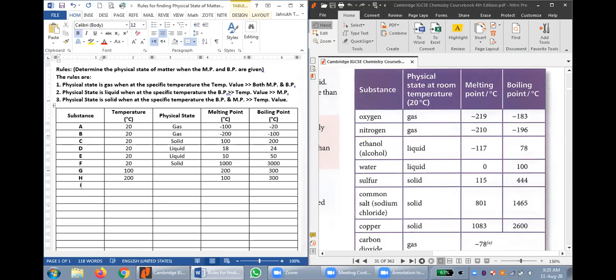G. After Arij, G part, Hassan. Then H part is for Halima. Can I do the I part? The G part is a solid because the melting point and boiling point both are higher than that temperature. Yes, very good. This time I changed the given temperature, but very good answer. Okay, Ji Ibrahim, let's have you do the I part. Halima, what's your answer?